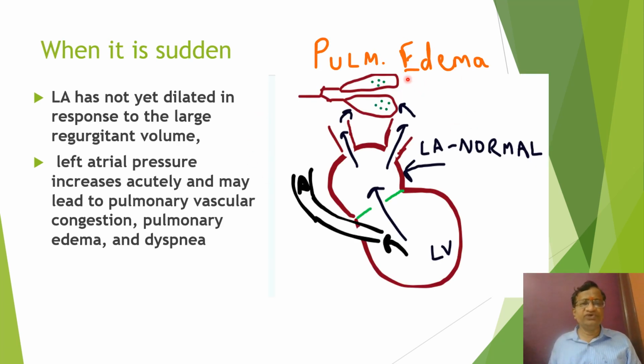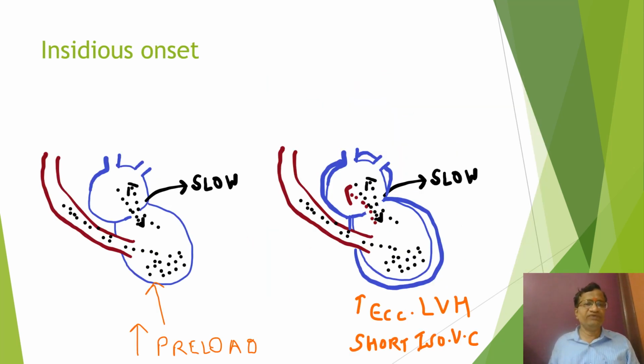So when it is sudden, you get pulmonary edema. Left atrial pressure increases and you get pulmonary edema. When there is an insidious onset, there is more flow here, some flow here, and it comes back again. The LV gets dilated. There is an eccentric LVH. The isovolumetric contraction phase will decrease, because the volume decreases.